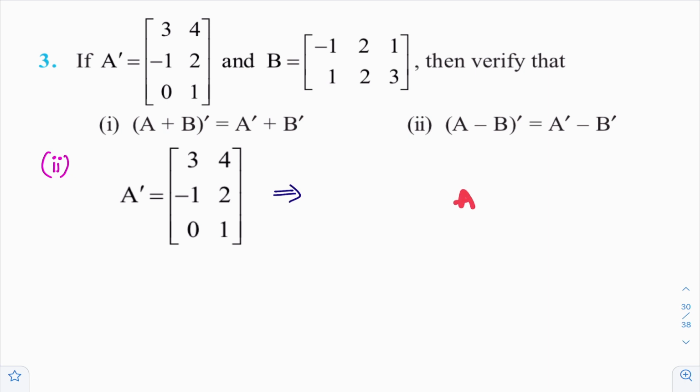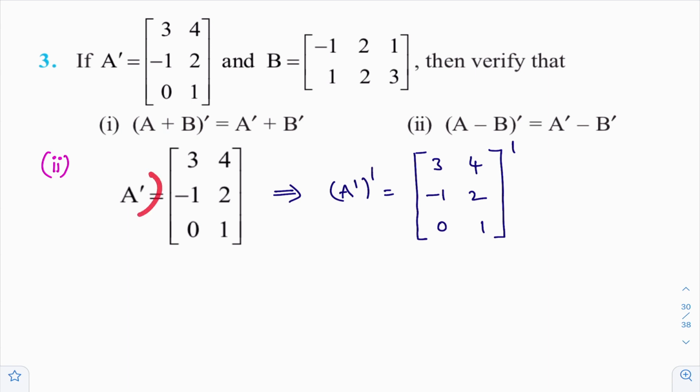In the properties of the transpose of a matrix, you know that A transpose whole transpose is A. So you just transpose this on both sides. I'll write here A dash whole dash equal to the same matrix 3, 4, minus 1, 2, 0, 1. What I am doing is just transposing both sides. You see, I have written dash, dash here. A dash whole dash is A.